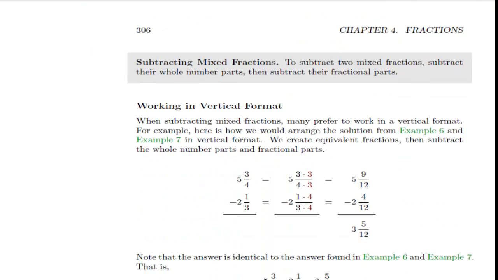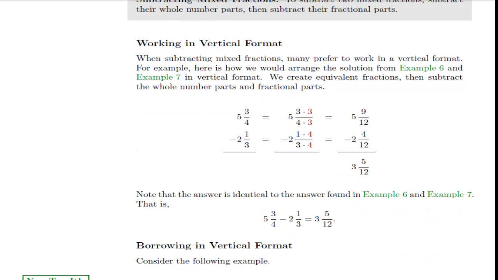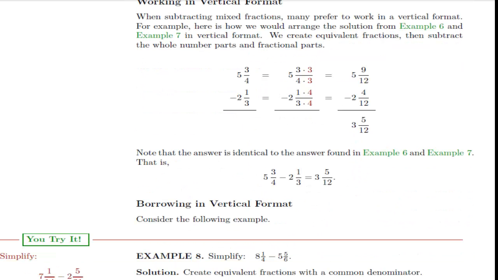Subtracting mixed fractions. To subtract 2 mixed fractions, subtract their whole number parts and subtract their fractional parts, working in vertical format. When subtracting mixed fractions, many prefer to work in a vertical format. For example, here's how we would arrange the solution from example 6 and example 7 in vertical format. We create equivalent fractions and subtract the whole number parts and fractional parts.